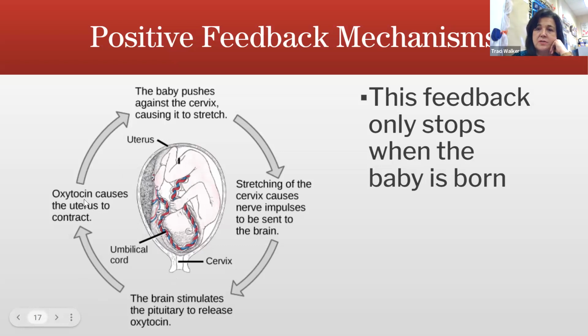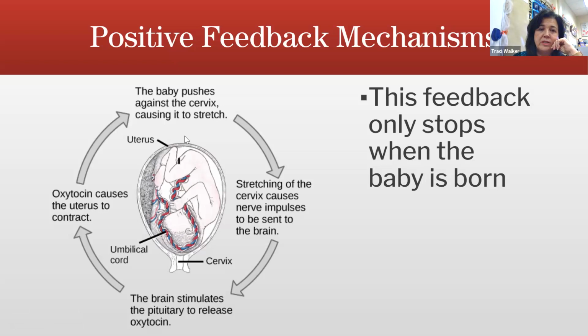So when oxytocin is released into the bloodstream, it causes the uterus to contract or squeeze. That's where we get the word contractions, because that's the uterus squeezing. As the uterus squeezes, it pushes the baby's head down on the cervix. So the cervix is the opening of the uterus. It's not the same as the vagina. This is further up inside the woman's body. It's part of the uterus, not part of the vagina. So it is connected to the vagina, but it is further up inside the woman's reproductive tract.